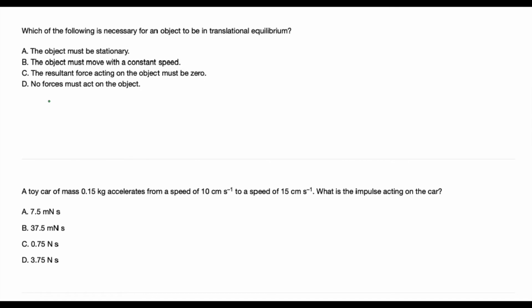Which of the following is necessary for an object to be in translational equilibrium? So I think we have done this before. So the resultant force acting on the object must be equal to zero, because the object can be either stationary or moving at a constant velocity.